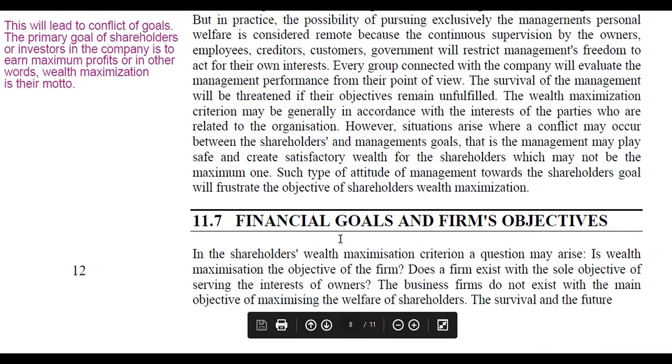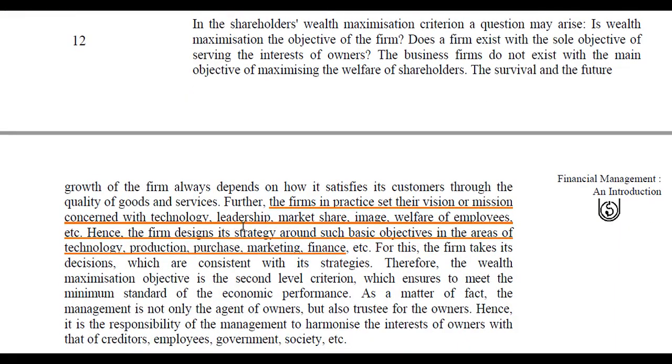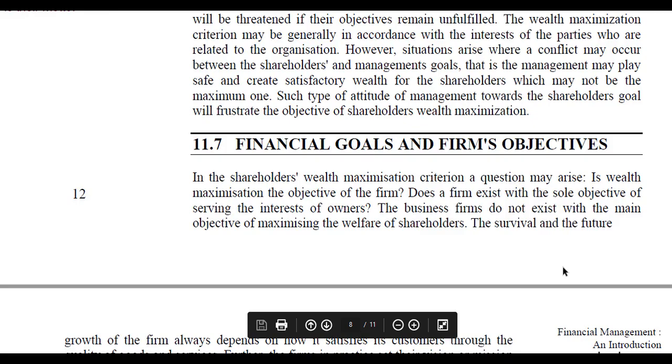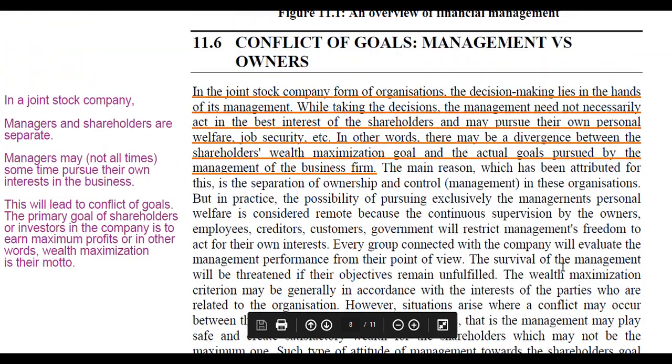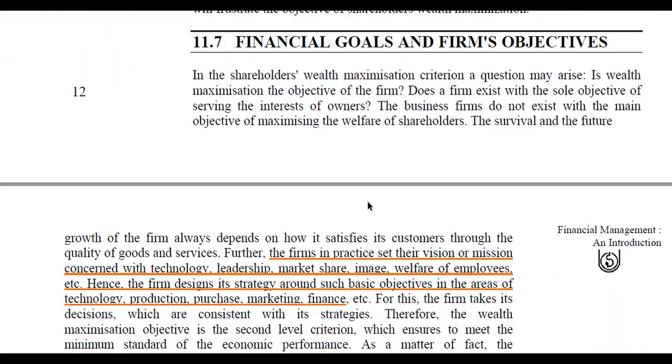A different goal means, it is given here, a firm's objective. Sometimes they may look at market share, their image, welfare of employees, technology, leadership, all these things. If these things are the sole criteria of the management and they ignore the main motto, like wealth maximization of the shareholders, then there will be a conflict of goals between management and owners. There should be a balance. A middle ground has to be struck between these two goals.